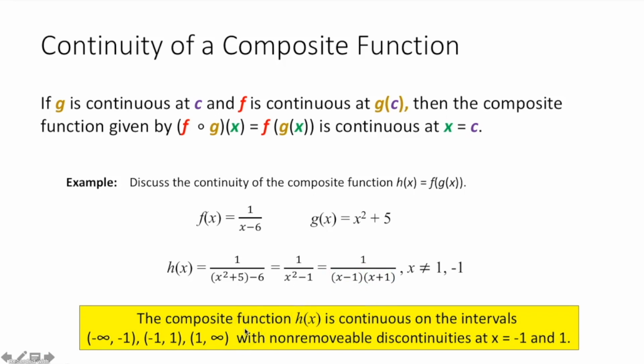If we want to discuss the continuity of a particular composite function, you're going to write your answer like this. The composite function h of x is continuous on the intervals negative infinity to negative 1, negative 1 to 1, and 1 to infinity, with non-removable discontinuities, those would be the asymptotes, at x is equal to negative 1 and 1.